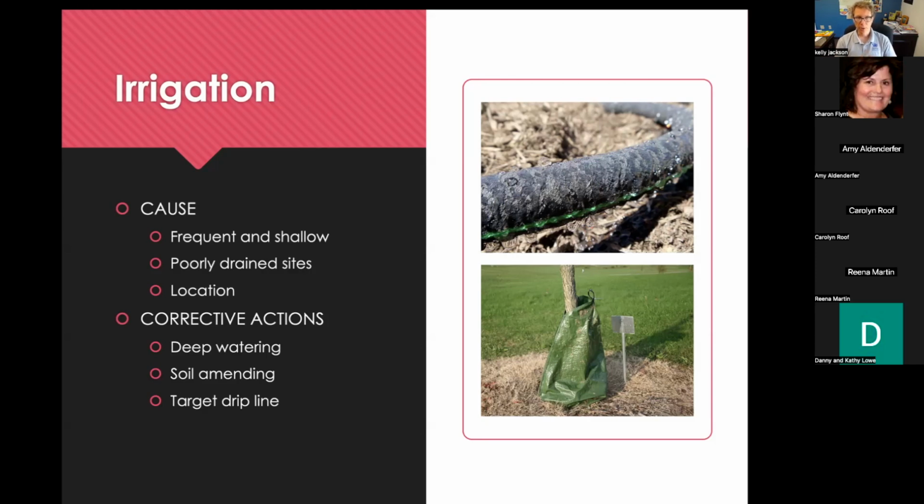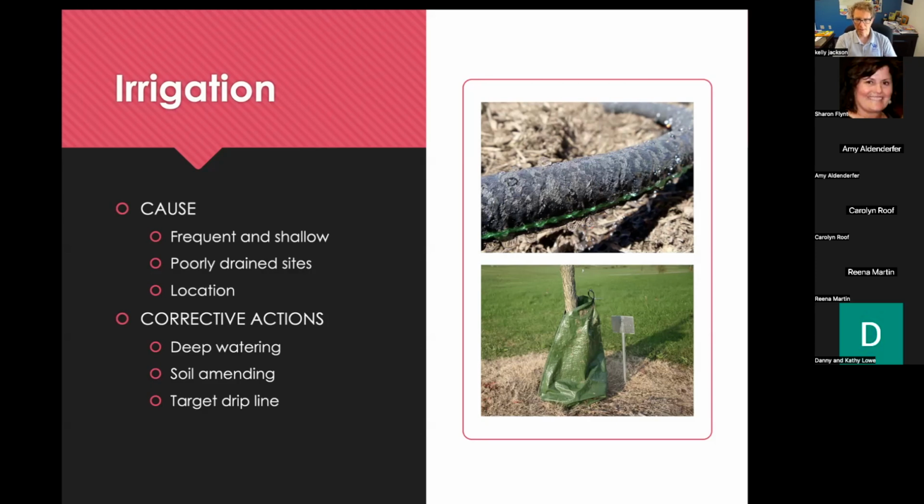I put a couple of pictures on this slide. That one on the bottom is a commercial brand called Tree Gator. It's basically a double-lined bag. You fill it full of water, and it's got these little drip emitters on the bottom, and you zip it up around your tree, fill it up, and it will slowly release, maybe like 8 gallons of water or so around the tree.